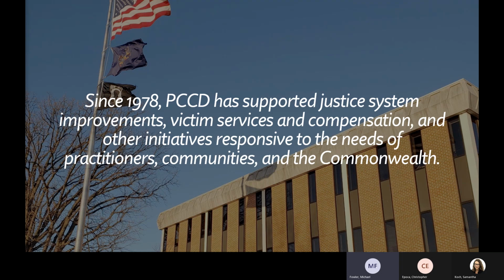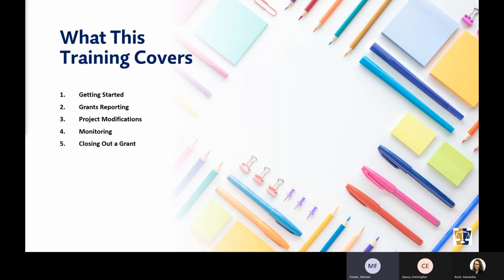And that brings us to the purpose of today's training, which is to help you understand how to manage your grant funding. This training will be broken down into 5 sections. They are getting started with your grant award, the reporting on your grant award, the project modifications to your award, the monitoring of your grant, and finally, the closing out of a grant award.